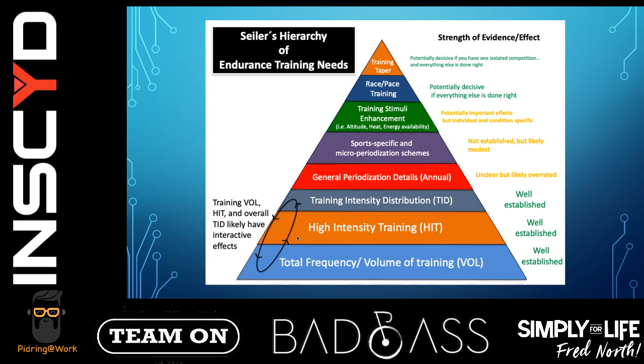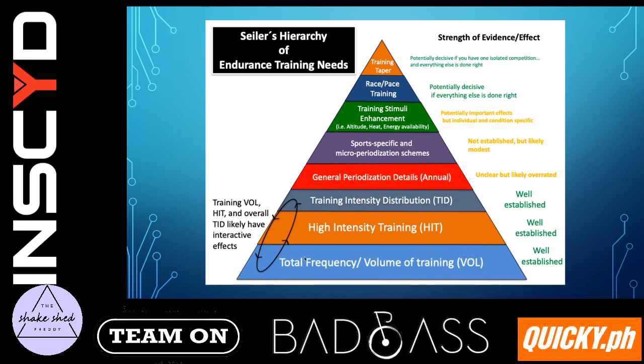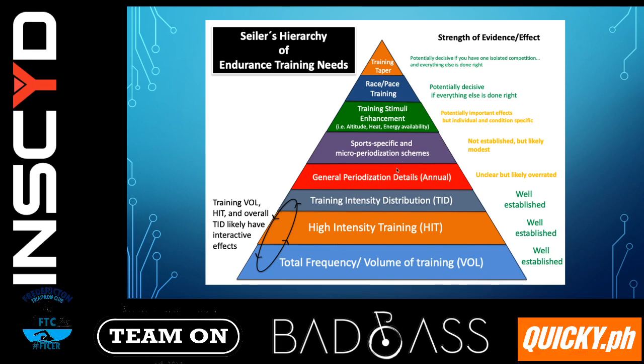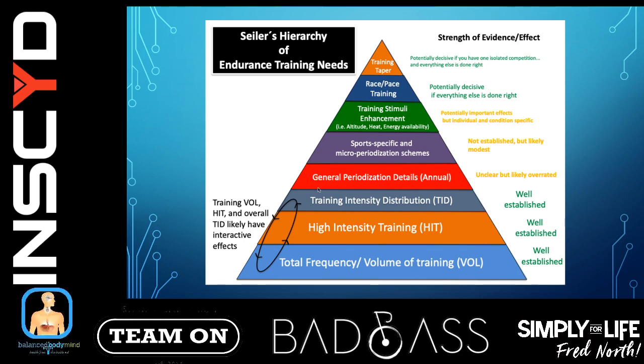This is just one of the training principles that I follow. It's Seiler's hierarchy of endurance training. Whatever we do, volume is key. This is the base. Then high intensity, then training intensity distributions. The rest are just the tip of the iceberg, as you can see. These three are the most important parts of a training session.